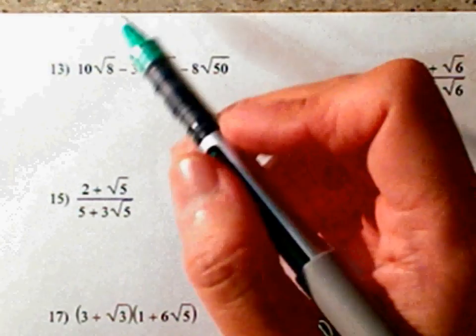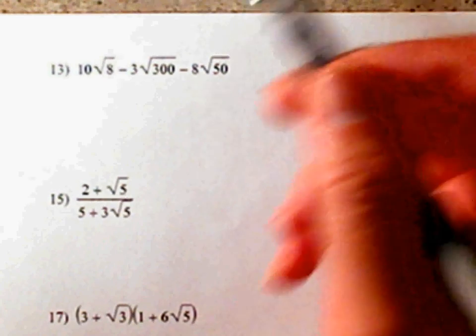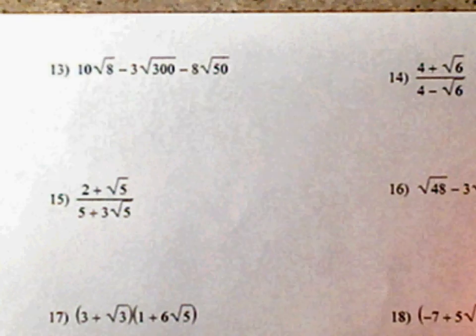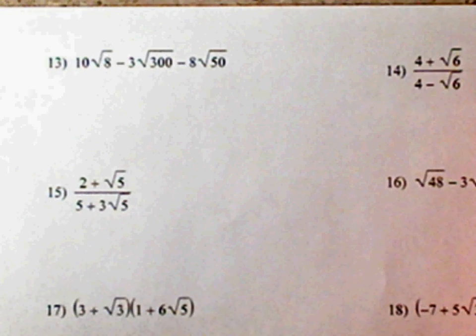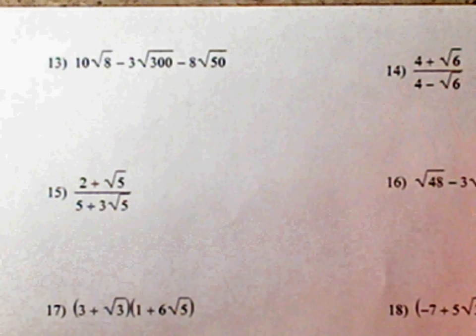So if you take a look, right now they're all square roots, so you can't add or subtract them. However, the radicands are not the same. So at this moment, you are not able to add or subtract. So you need to simplify first.